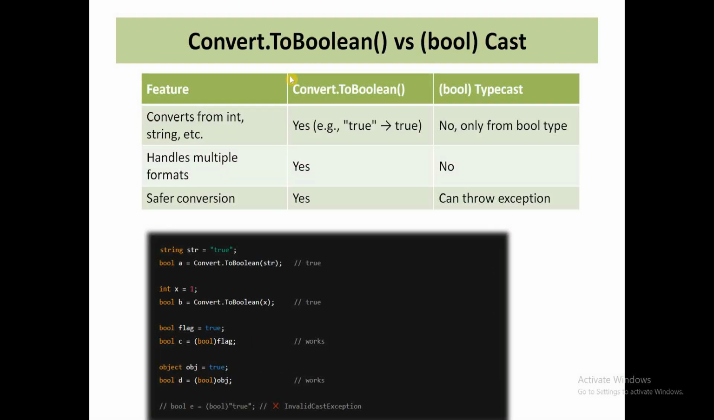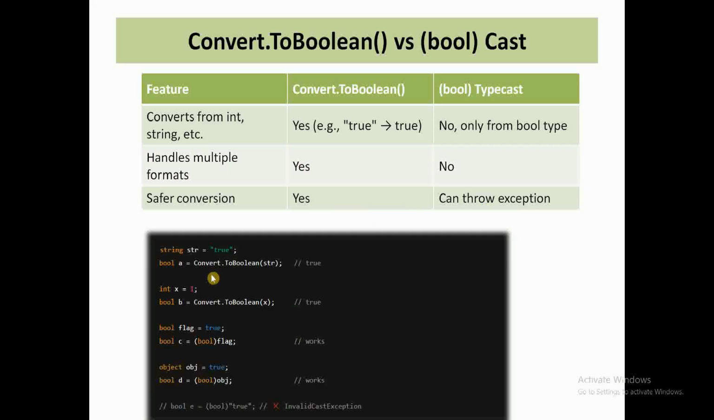Next one we have Convert.ToBoolean method versus bool manual typecast. So here are some points of this. It also handles null values with this method but not in manual typecast. And if suppose we have true in our string format, then it will also convert to true as a boolean value, but not this one. And it handles multiple formats, but not in bool manual typecast. It is used for safer conversion, but it can throw some exception.